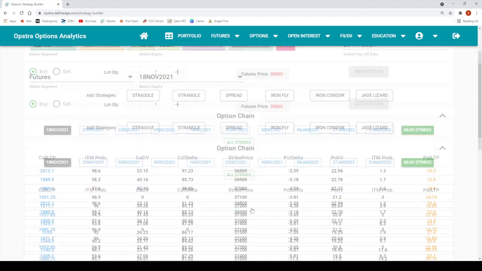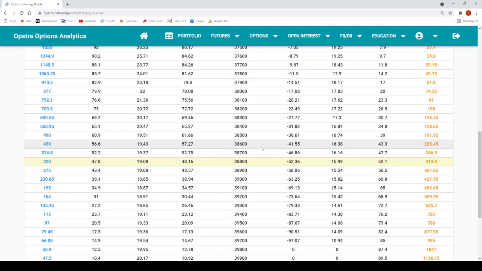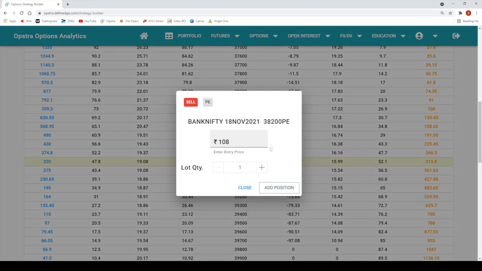So let's open the option chain. Currently the spot price is around 38,733. You can select a premium for the strangle of around 100 to 130 on the call side as well as on the put side. Generally, a strangle means selling an out of the money call and an out of the money put. So here 39,400 is trading around 115, I am selling one lot, and on the put side 38,200 is trading around 108, so I am going to sell one lot.